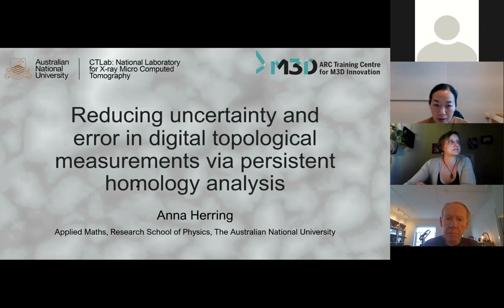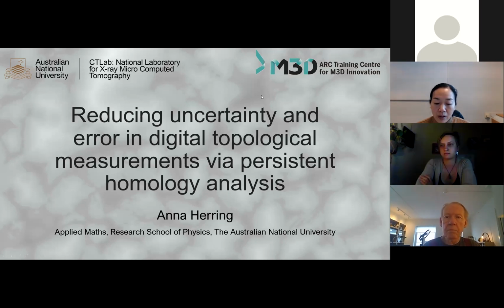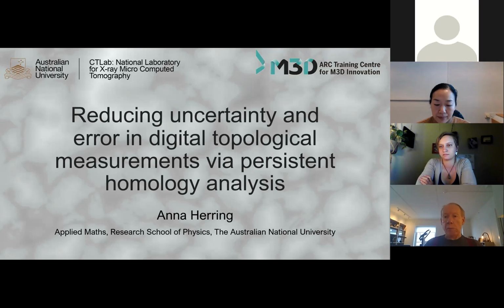She then started a postdoc at the Department of Applied Math in the Research School of Physics at the Australian National University, where she has continued to look at pore-scale physics with applications in CO2 storage and CO2 utilization. And there she has continued to develop an approach for pore-scale characterization based on topological analysis of 3D image data.